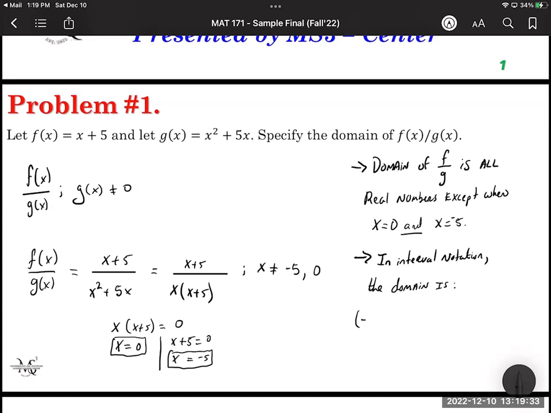So you start with the -5 first because -5 comes before 0 on the number line. So it's negative infinity to -5, union, like you mentioned, anything between the -5 and 0, union 0 to infinity. And that's it. That would have been the solution. Either one. The first one is in words. The second one is in interval notation.